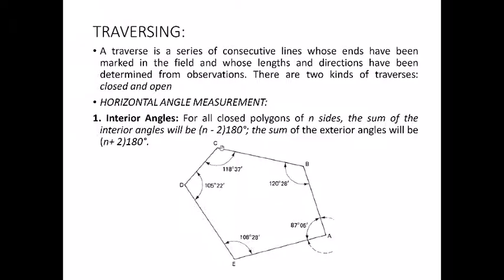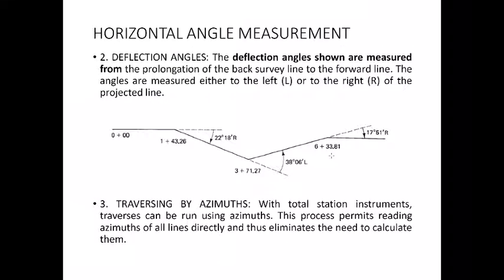Now, once you have these interior angles, there is a check that you can apply if it is a closed traverse: the sum of interior angles should be equal to n minus 2 into 180, where n is the number of sides of the traverse, and the sum of the exterior angles should be equal to n plus 2 into 180. And the other sort of angles that we can lay out are deflection angles.